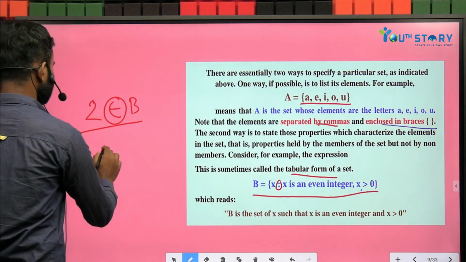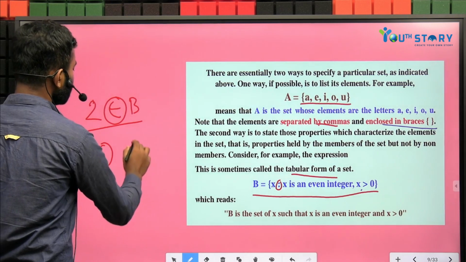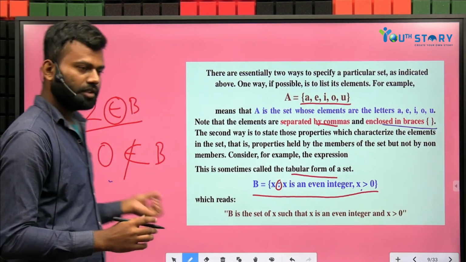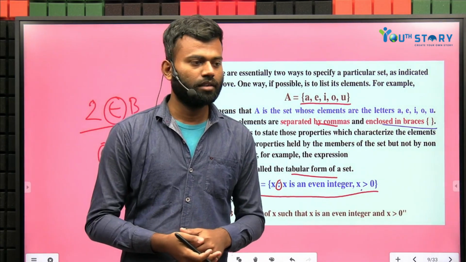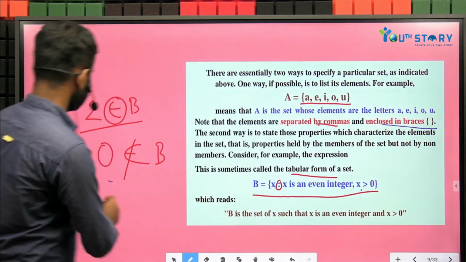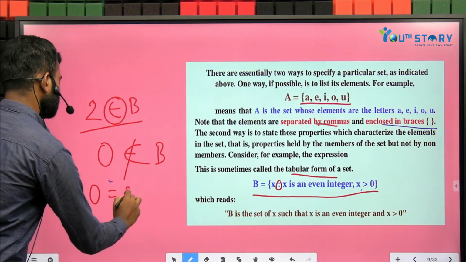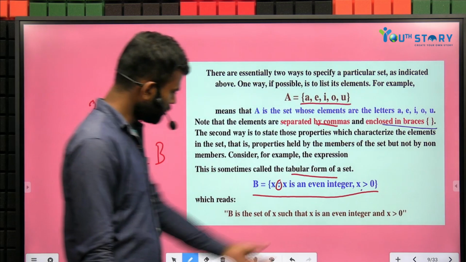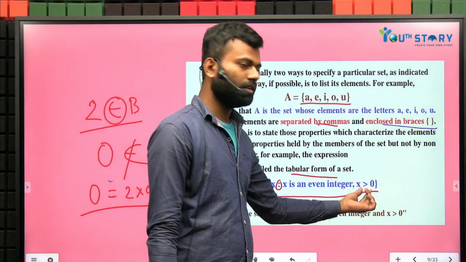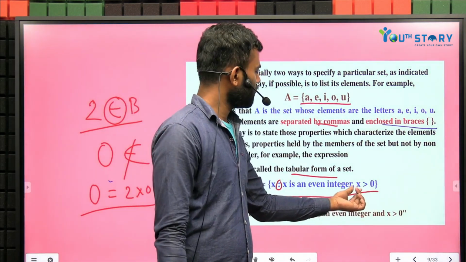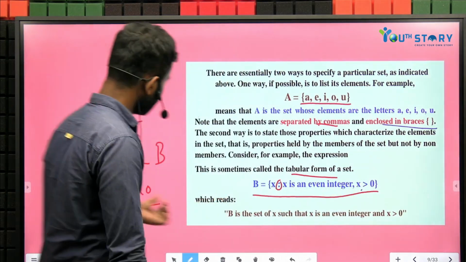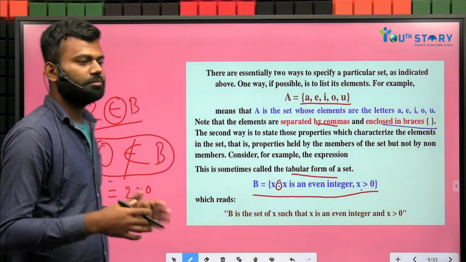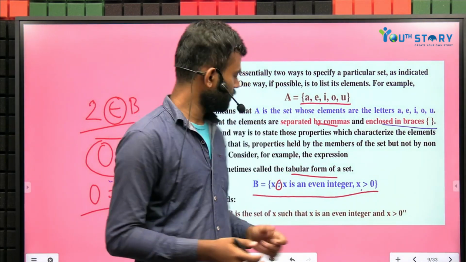But 0 doesn't belong to E. 0 is even, no doubt, since 0 can be written as 2 times 0, an even integer, no problem. But we are taking only positive integers greater than 0, so we can't take 0. So 0 is not a member of this set capital B.